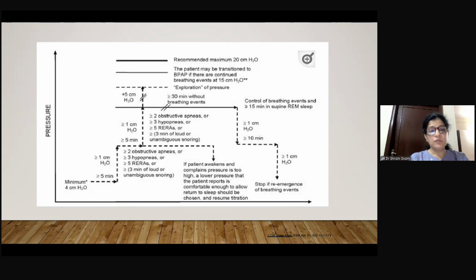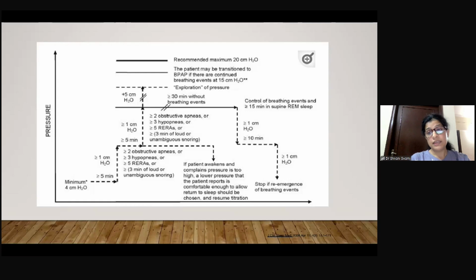And then they observe that once the patient has slept, if they have more than 2 obstructive apneas, more than 3 hypopneas, more than 5 respiratory event related arousals, or more than 3 minutes of loud snoring, then they increase the pressure by 1 centimeter every 5 minutes until these events are eliminated. Once these events are eliminated for at least 30 minutes of sleep, which should include at least 15 minutes of supine REM sleep, then they could go on exploring the pressure, which is increasing the pressure.